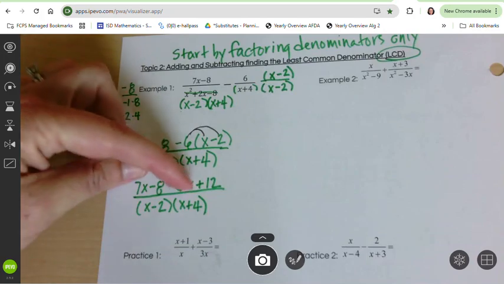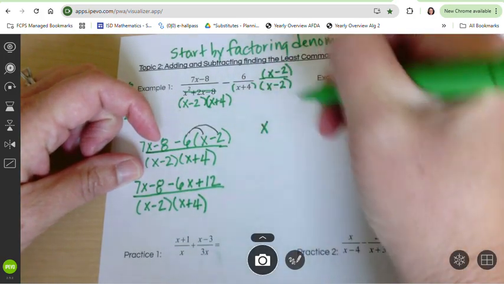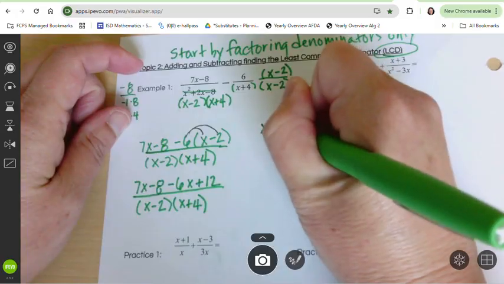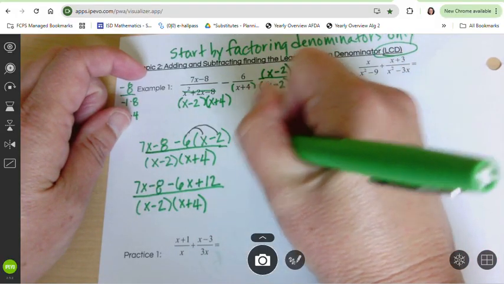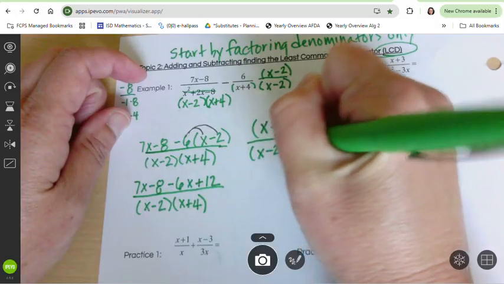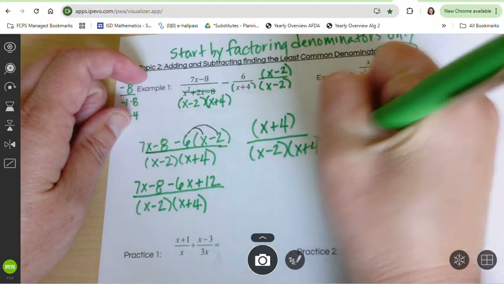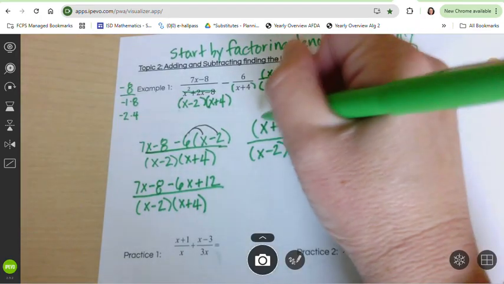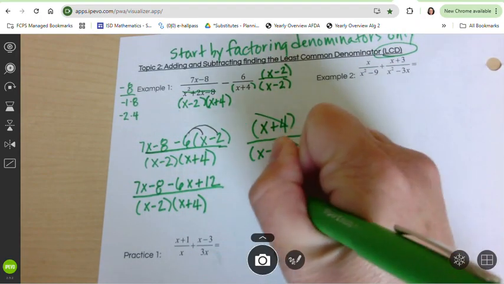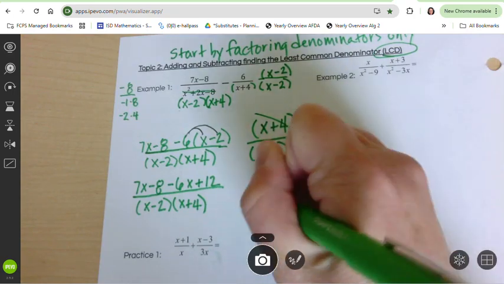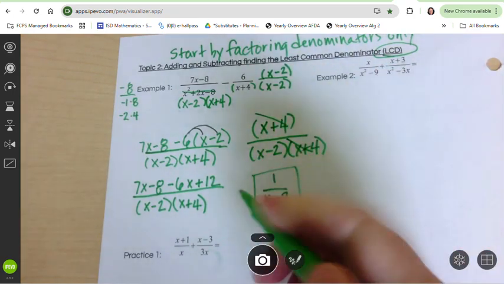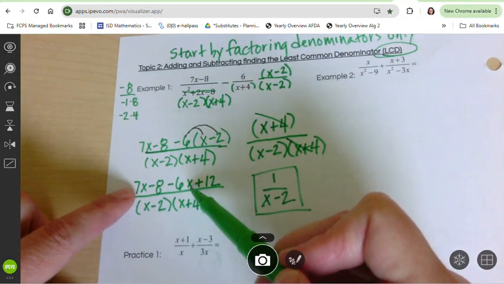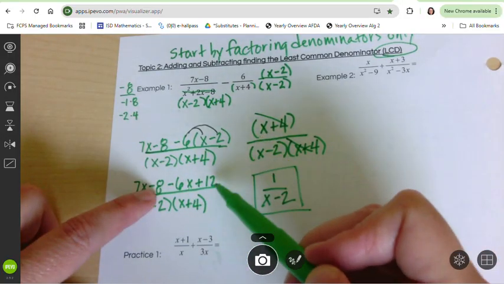All right, I'm going to combine like terms. 7x minus 6x is 1x. Negative 8 plus 12 is plus 4. You're going to notice your x plus 4's cancel. So what should I put on the top when my numerators cancel? 1. Good. So that cancels with that, and I end up with 1 over x minus 2. Wait, what is the x plus 4 at the top? So I got that from here. 7x minus 6x is 1x. And negative 8 plus 12 is 4.